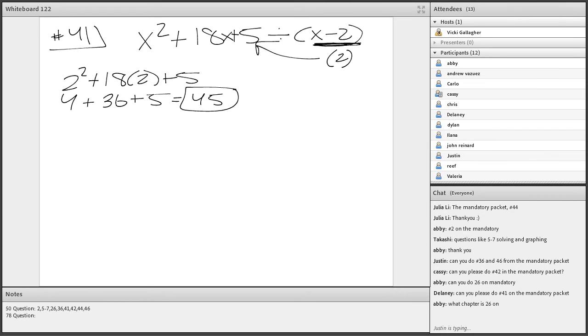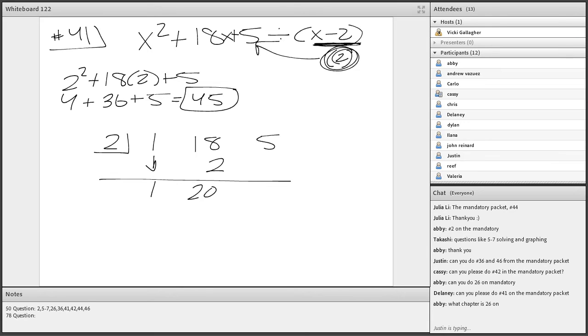And that's it. Now, if you can't remember that tomorrow, you could always just divide. You can do synthetic division, which also requires us to take the opposite of the number. So you could do 2 in the little box, and then it's 1x squared, 18x, and 5. And then we would drop the 1 straight down. 1 times 2 is 2. 18 plus 2 is 20. 20 times 2 is 40. And 5 plus 40 is 45. And we get the same answer. So that's 2 different ways that you can do it. Whatever pops into your mind first is what you should do tomorrow. They both give you the same answer. It doesn't really matter which method you use.